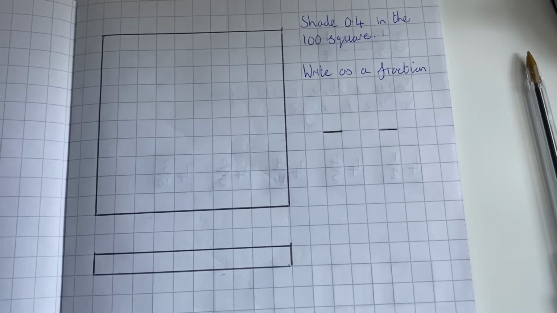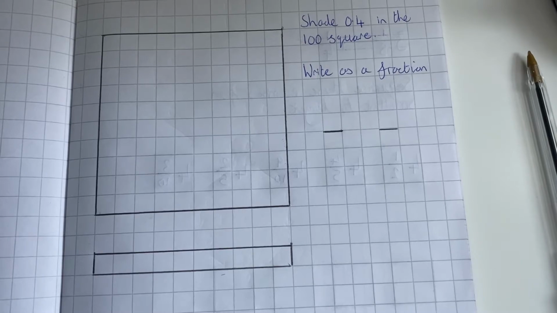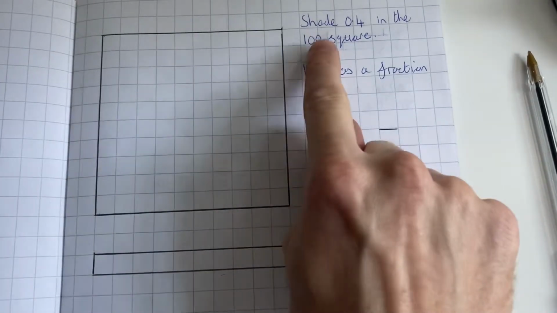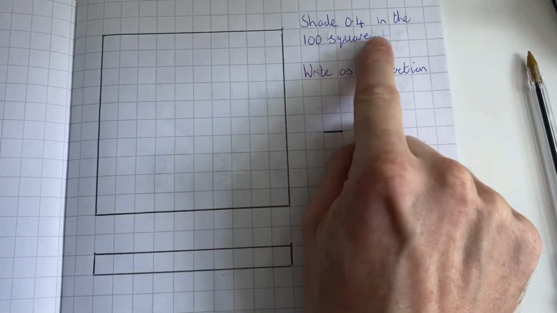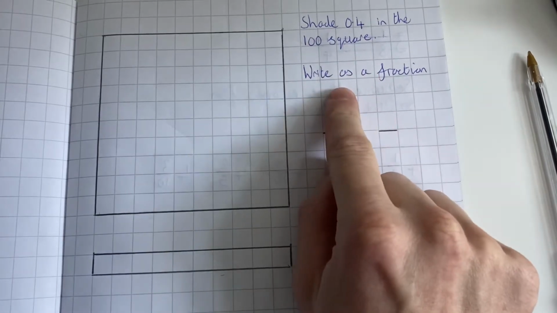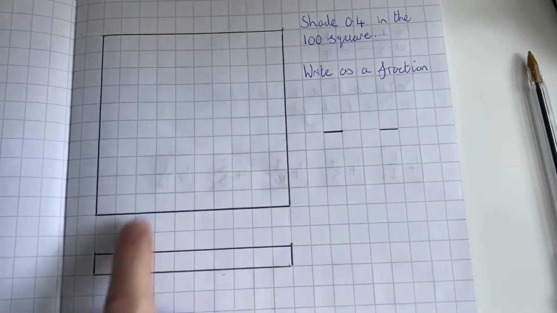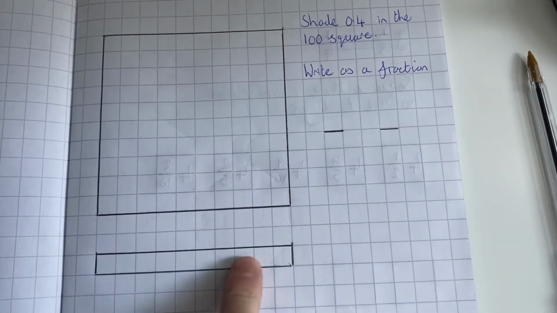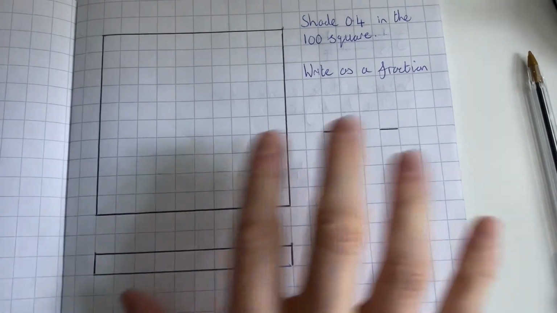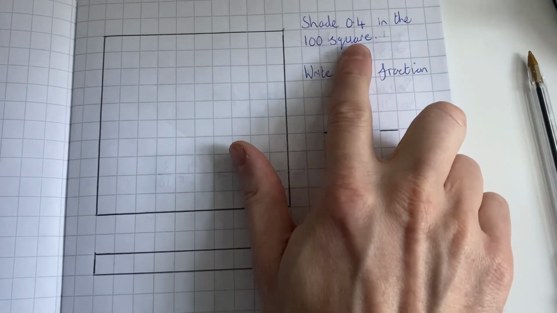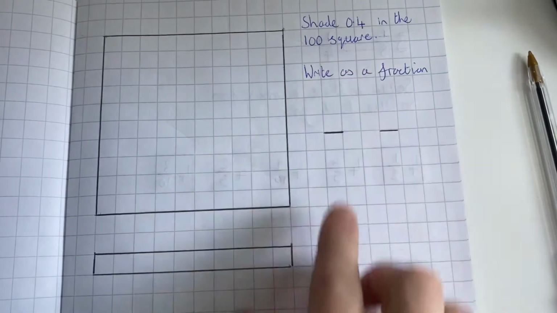Today you're going to be reading and writing decimal numbers as fractions. If we look at this question we've got here, it says shade 0.4 in the 100 square, and then we need to write it as a fraction. I've got a 100 square here, and I've got a bar model with 10 squares. I'm going to use this to help us understand how to shade 0.4 in the 100 square.